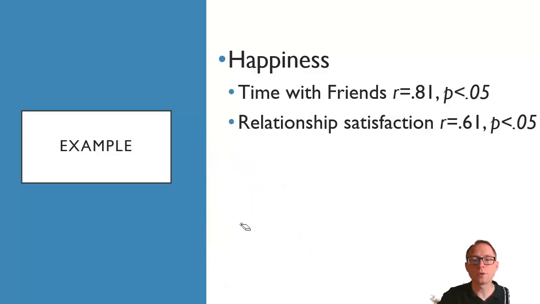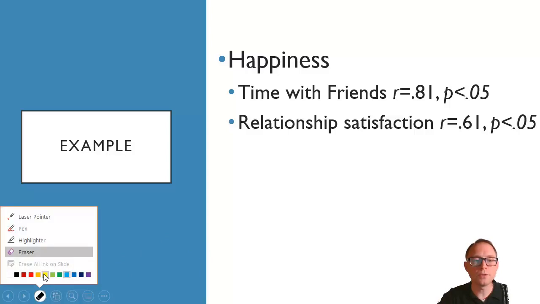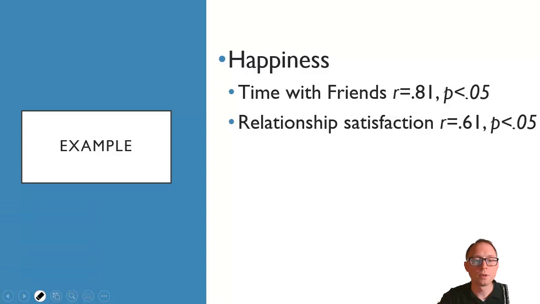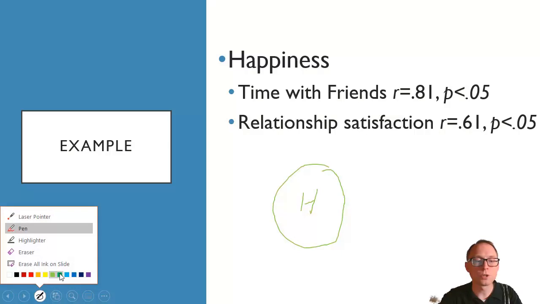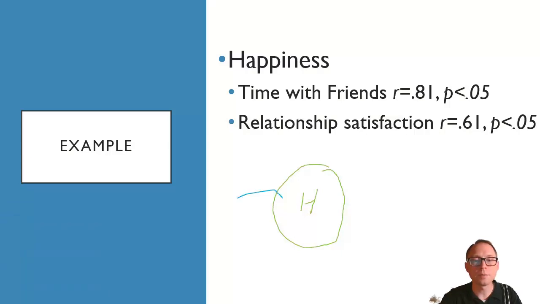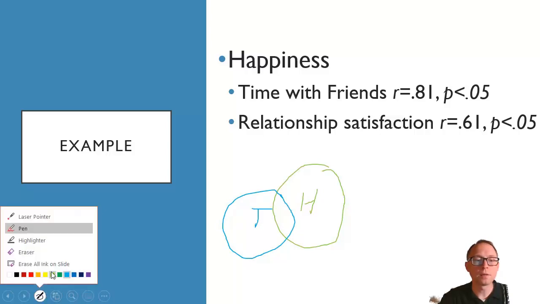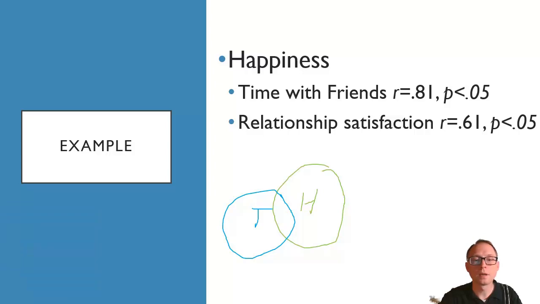Another way to look at this, and don't worry about the ideas of circles and squares, is with a Venn diagram. In the Venn diagram, we're going to have the three different variables. So let's look at happiness. Happiness is going to be right here. And then we're going to have the other two variables. It's going to be a little bit different. So this is going to be time with friends, and then this is going to be relationship satisfaction.